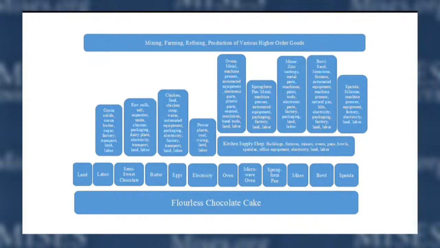So you can look at this stage just above all of these goods that are going to be used in the manufacturing of the flourless chocolate cake, and they all need to be produced, right? I mean, where are we going to get the oven, the microwave oven, the spring-form pan, the mixer? Well, we go to a kitchen supply shop, and the kitchen supply shop, of course, they need buildings, they need fixtures, that they have to accumulate wholesale all of these goods that are used to make the flourless chocolate cake.